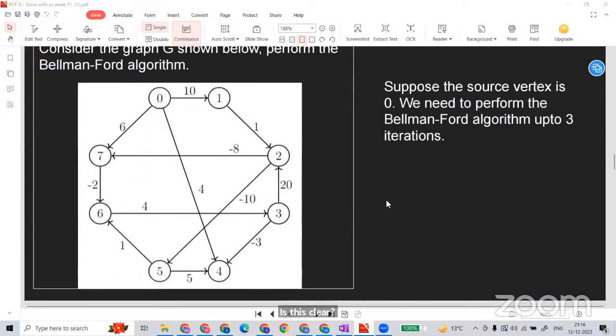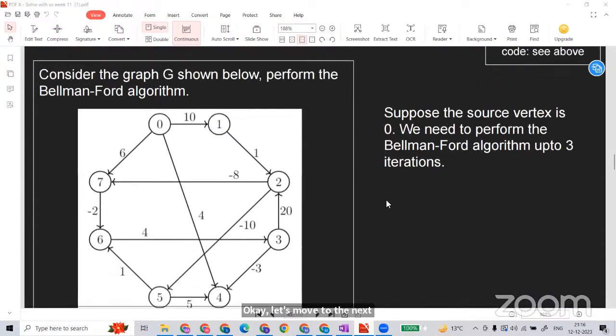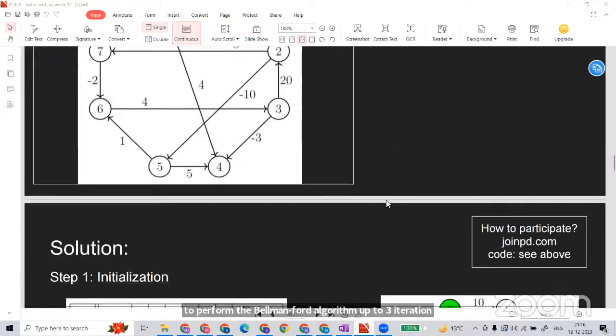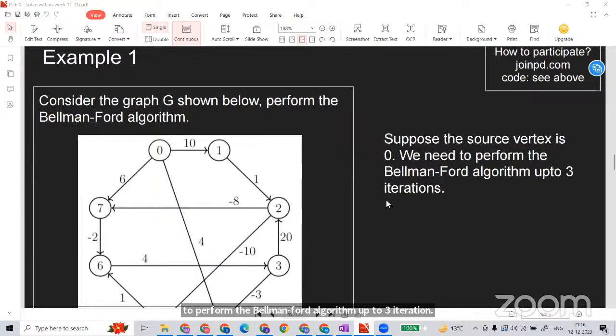Okay, let's move to the next. So consider the graph G. Now here we can discuss the Bellman-Ford algorithm also. Perform the Bellman-Ford algorithm. Suppose the source vertex is 0, and we need to perform the Bellman-Ford algorithm up to 3 iterations. So we have to iterate the Bellman-Ford algorithm 3 times. All of you try this.